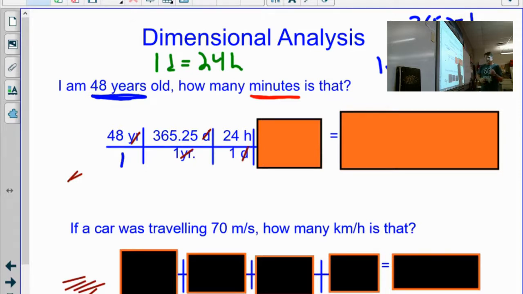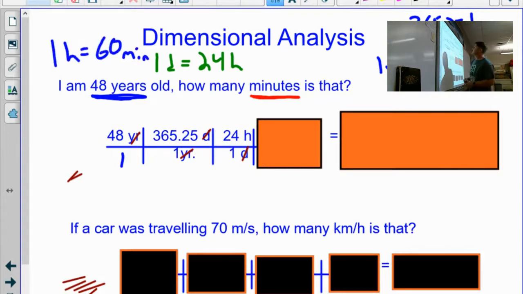So now I have one more equivalency that I'm going to have to do, and that is something I know about hours. I know that every hour is equal to 60 minutes. Okay. So once again, I need to figure out how I'm going to write this equivalency. If I have hours here on the top, I want hours on the bottom. And so I'm going to have 60 minutes per 1 hour.